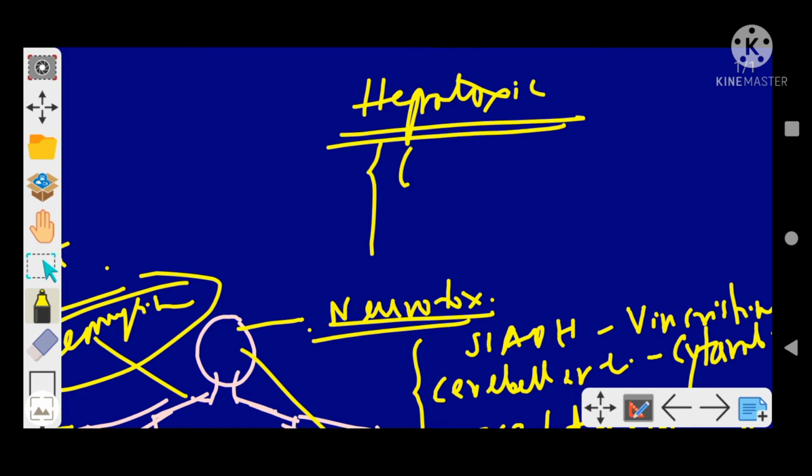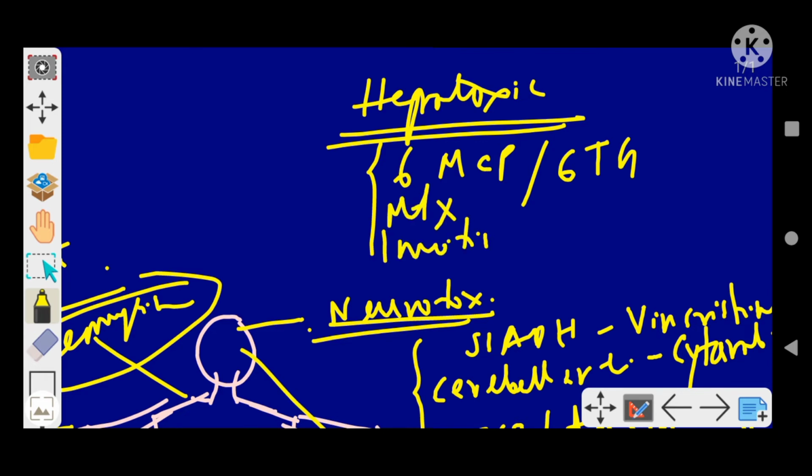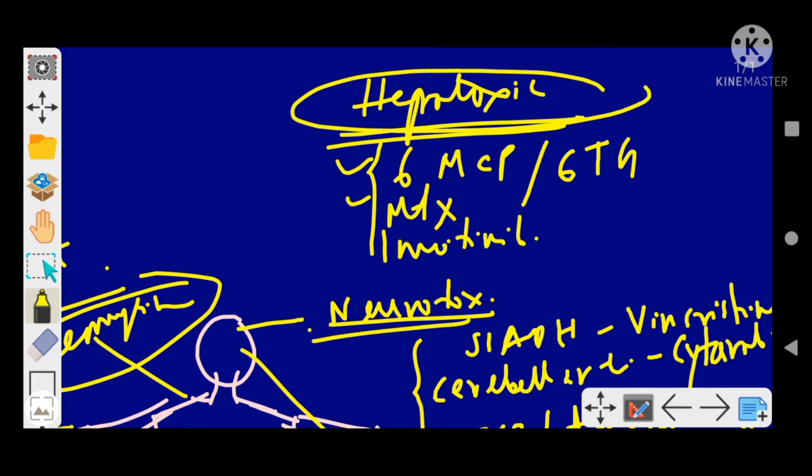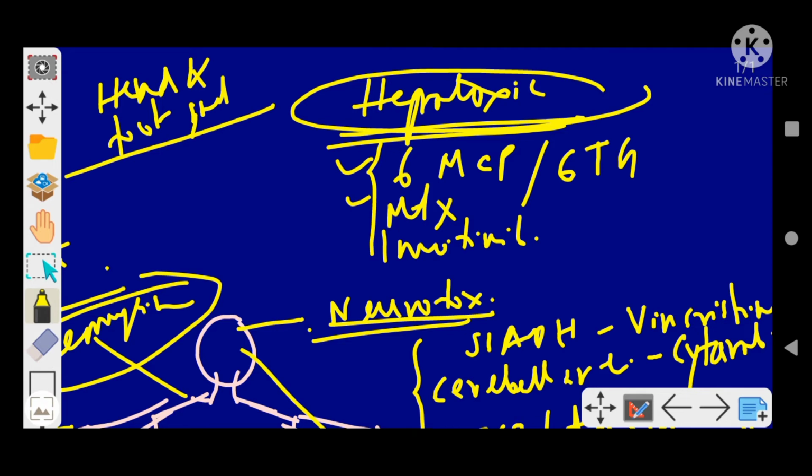Hepatotoxicity is shown by 6-mercaptopurine or 6-thioguanine. These drugs show hepatotoxicity, also shown by methotrexate, right? And imatinib. Remember these three drugs, with the first two being the important hepatotoxic agents: 6-mercaptopurine or 6-thioguanine, methotrexate, imatinib, right? And then if we say hand and foot syndrome, right? Hand and foot syndrome, right?